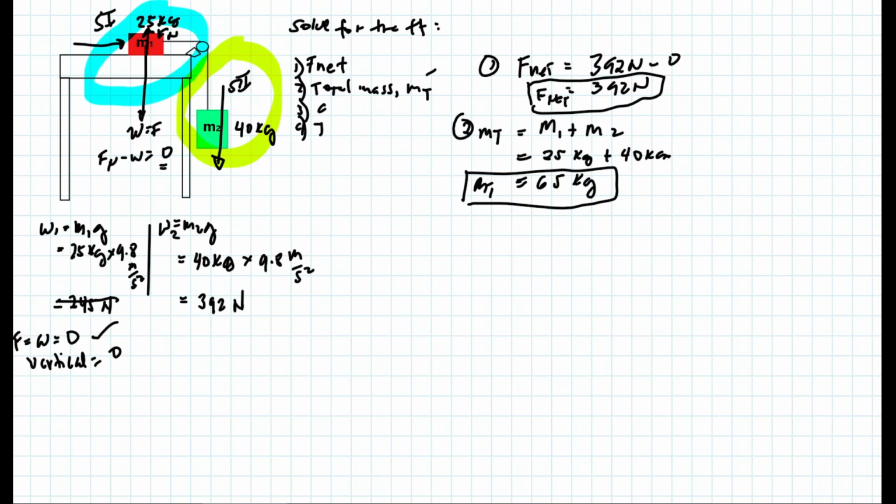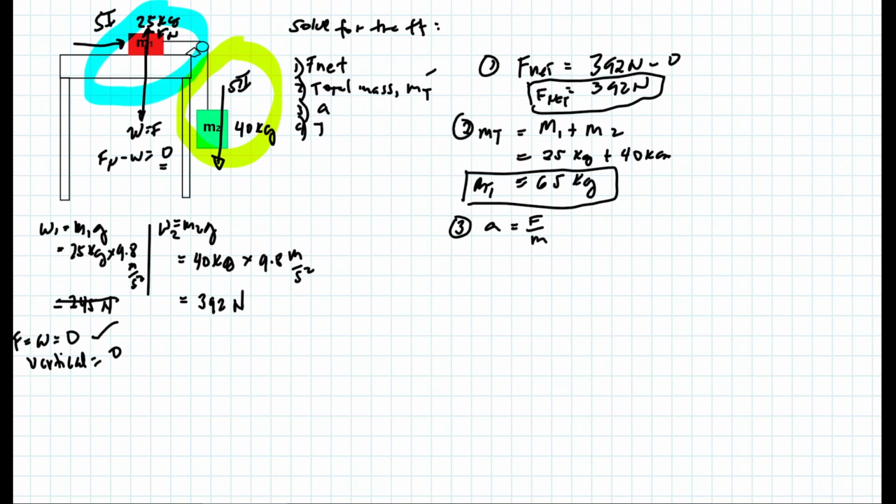Alright, now let us solve for acceleration. Keep in mind, gentlemen, that the acceleration that we need to solve is the acceleration for the entire system, meaning the acceleration of S1 and S2. So the acceleration of mass 1 should be the same as the acceleration of mass 2 because they are connected with the same string.